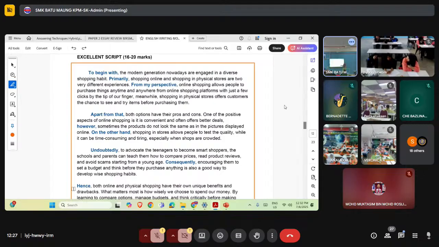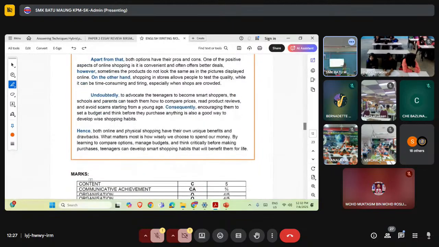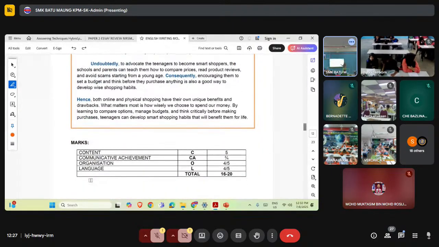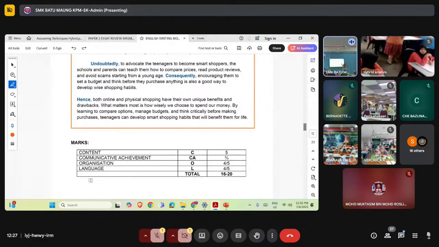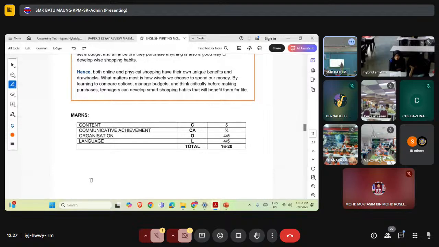What do you think the marks here is given? 20 marks. Definitely. Scroll down. Okay, around that. Actually this candidate can get 20 marks, full marks. Okay, try to write like that.